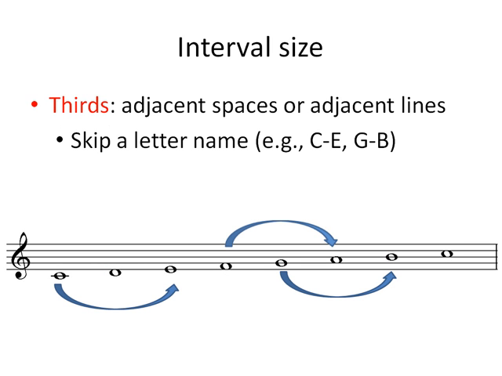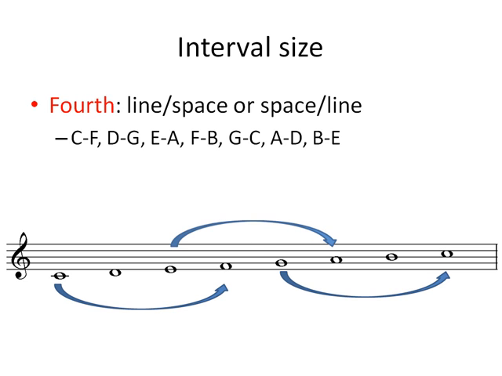Thirds appear on adjacent spaces or adjacent lines. They skip a letter name. C to E is a third, G to B is a third, and B to D is a third. Fourths encompass four notes. They're always line space or space line. C to F is a fourth, D to G is a fourth, and so on.